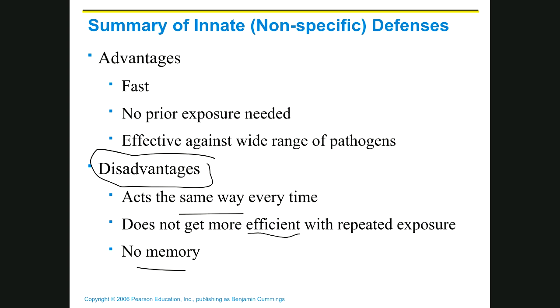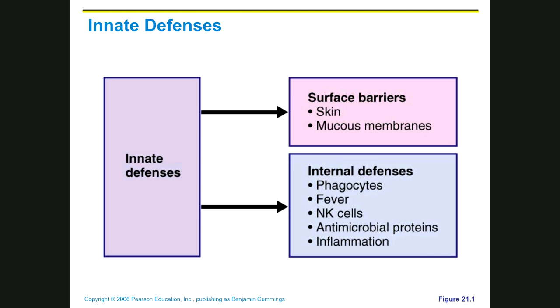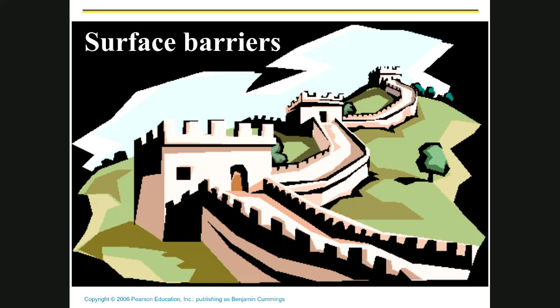So let's look at some of these innate defenses. Here are the innate defenses, and you can divide them up into two groups. Those that are on the surface, in other words, they're facing the outside. And then those that are on the inside, if something gets across this surface and inside your body. So let's look at surface barriers first.